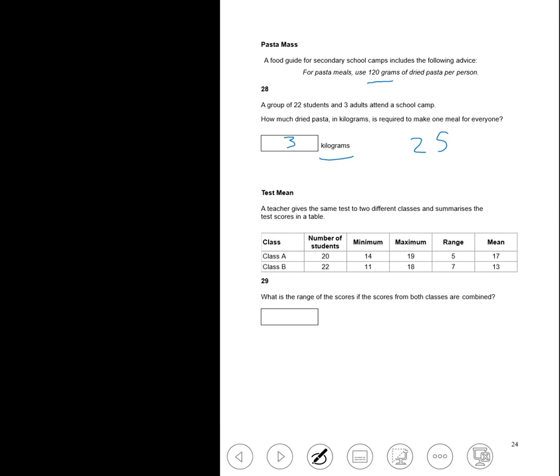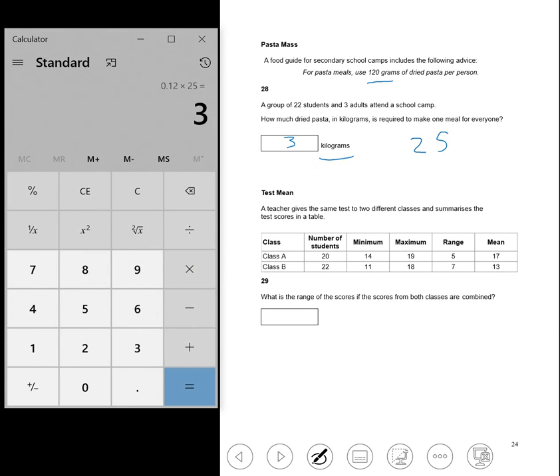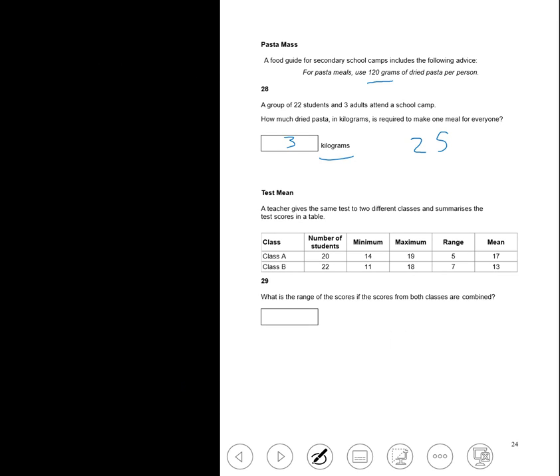If we didn't convert, it's still the same thing. You can have 120 grams, multiply that by 25 people, that's 3,000 grams. We obviously need to convert for our answer, but it doesn't matter whether you do it at the start or at the end. 3,000 grams is of course 3 kilograms. You find that out by dividing by 1,000. There we go.